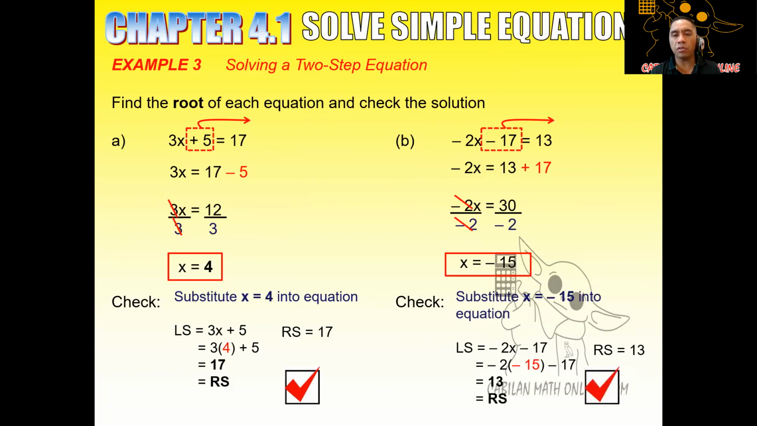Now, a common question was, what happens when we do the check and the left side and the right side are not the same? That's one of two reasons. You either got the answer incorrect or you did the check incorrectly. So again, make sure you backtrack to see where your error might be if your checks don't check out.